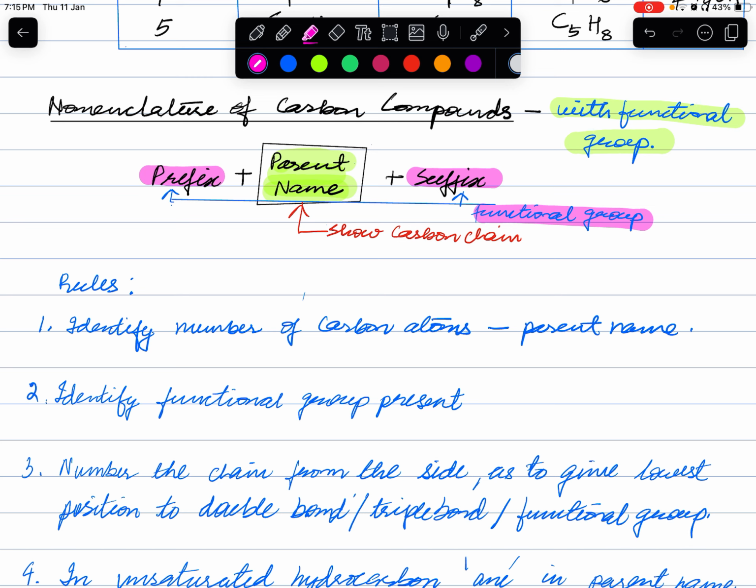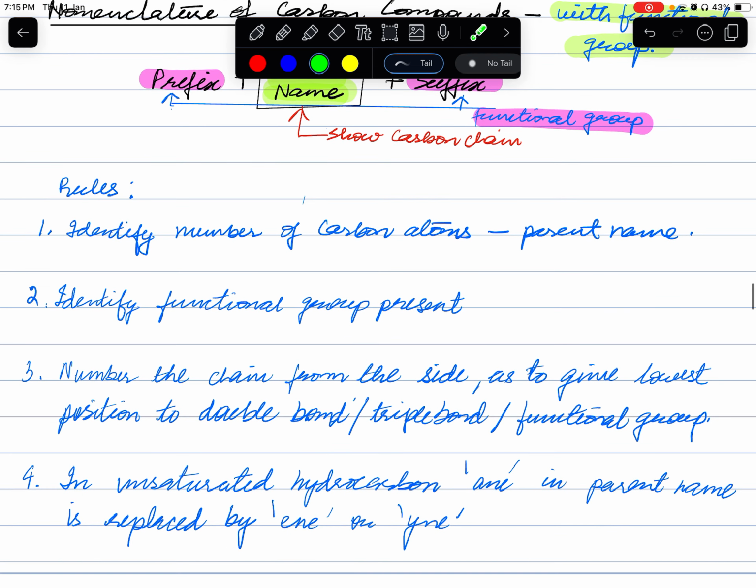That is, something is added before the name of parent compound. This is parent name, for example. So something is added either before the name or something is added after the name of the compound. We will see in which case we will add before and in which case we will add after. While parent name will show you only the carbon chain, that is what type of carbon chain we are having. So the first rule, first we have to write down the structure. As I told you previously, very first idea is that write down the open structure of the compound and then identify number of carbon atoms.